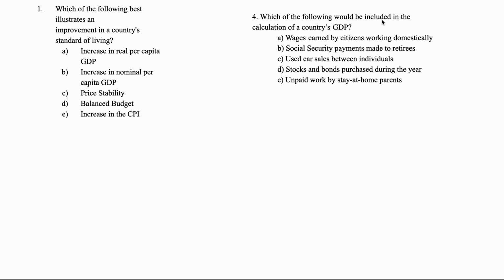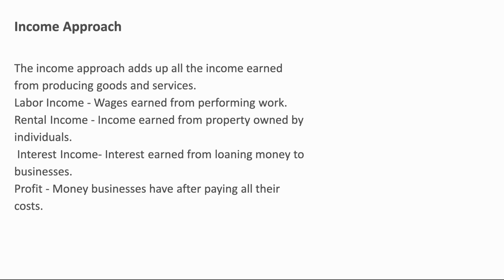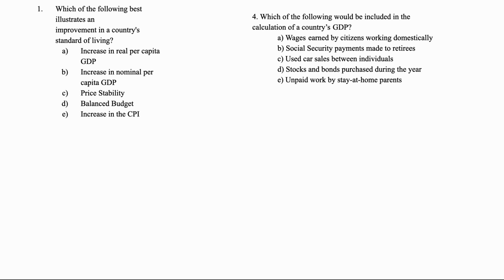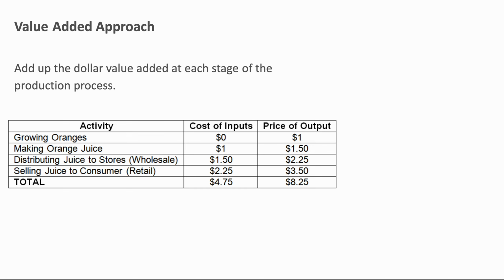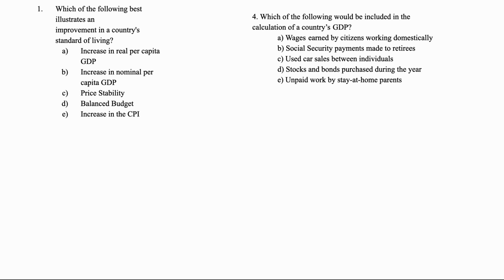Then which of the following would be included in the calculation of a country's GDP? Wages earned by citizens working domestically? Well, according to the income approach, we would take that into account, so that definitely could be it. Social security payments made to retirees, that could make sense, government spending, but we'll see. Used car sales between individuals, no. Used cars, that's not production. Stocks and bonds, again, that's not production. And unpaid work by stay-at-home parents, again, that's not anything production-wise, and it's unpaid.